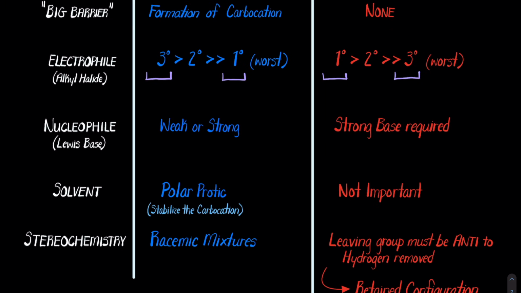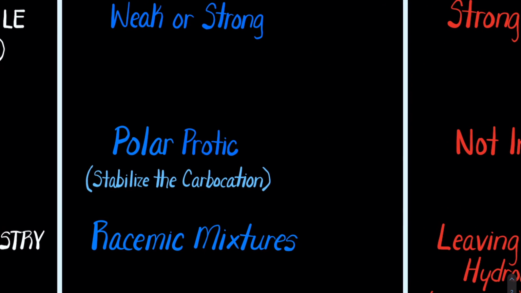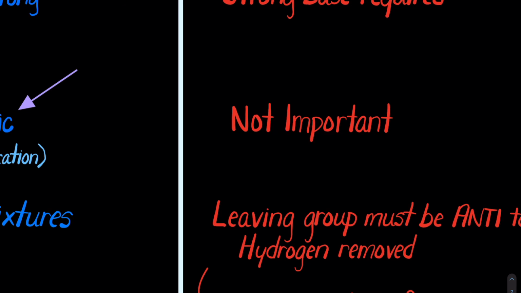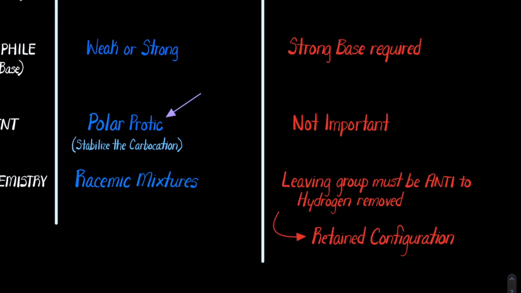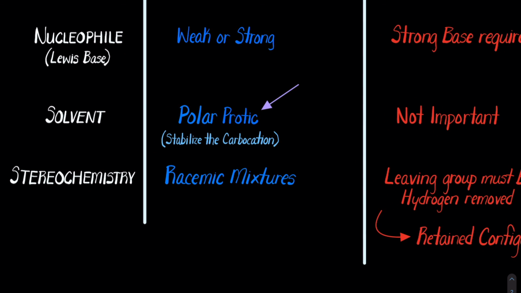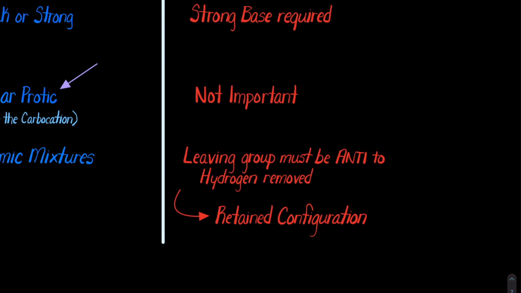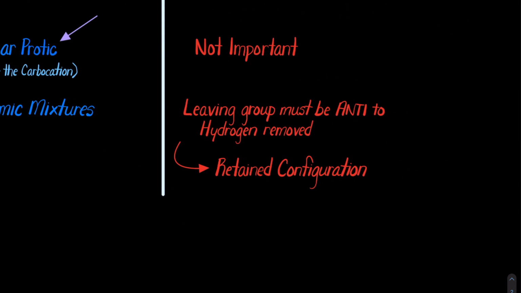With regards to the nucleophile, the Lewis base, for E1, it could be weak or strong. It's not really a big deal. However, with the E2, it must be a strong base. For E1, the solvent is a polar protic solvent. This will stabilize the carbocation, allowing the reaction to occur. And the solvent is not very important for the E2. And lastly, stereochemistry of E1 produces racemic mixtures, whereas for the E2, the leaving group must be anti to the hydrogen removed. And with the E2, the configuration of stereochemistry is retained.